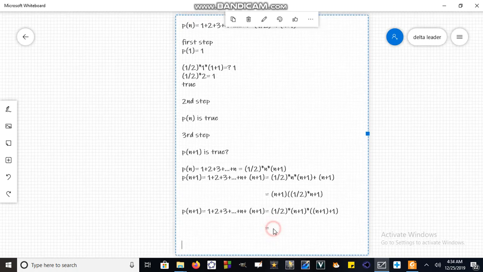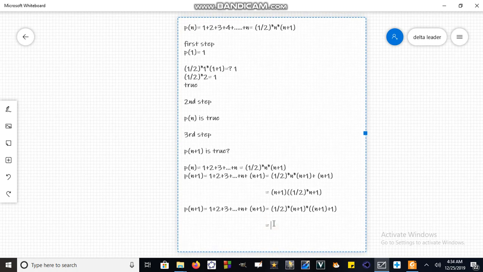So let's do that. Let us multiply this by half and see if we have the same expression here. So we have n plus 1 multiplied by half. Half, which multiplies n plus 1, plus half, which multiplies 1, is half.